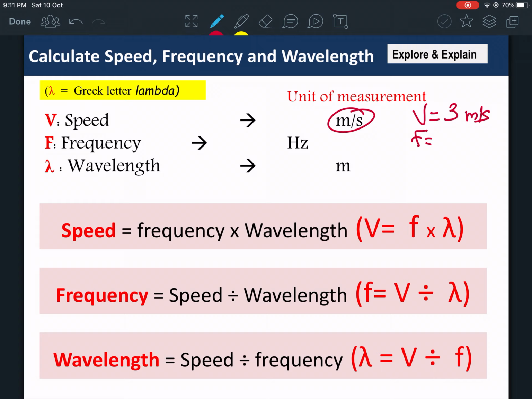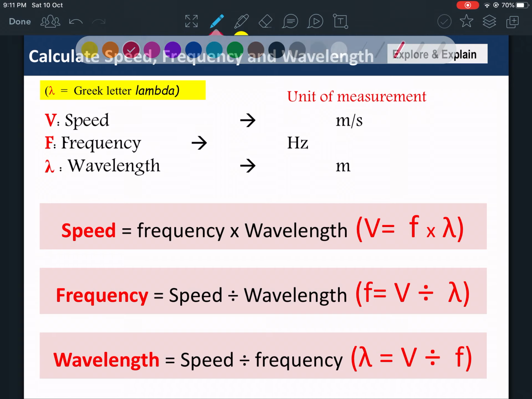F, for example, equals 5 hertz. I have to put the unit of measurement. Wavelength, for example, let's say lambda equals 6 meters, the unit of measurement of lambda. I have to put the unit of measurement. I'm just giving you examples. Not all the speeds and the frequencies are these numbers. Okay, there is a formula to calculate each one.